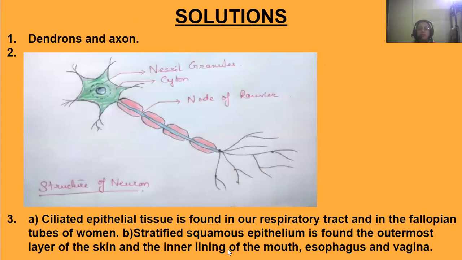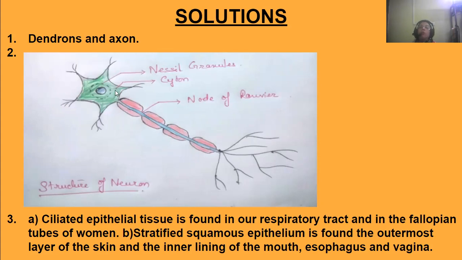From the picture, you can see this is the cyton. This is the cell body, which is green in color, which has at the center the nucleus, the blue colored dense part. Around the nucleus, there are certain granules present in a circle, which are known as Nissl granules.